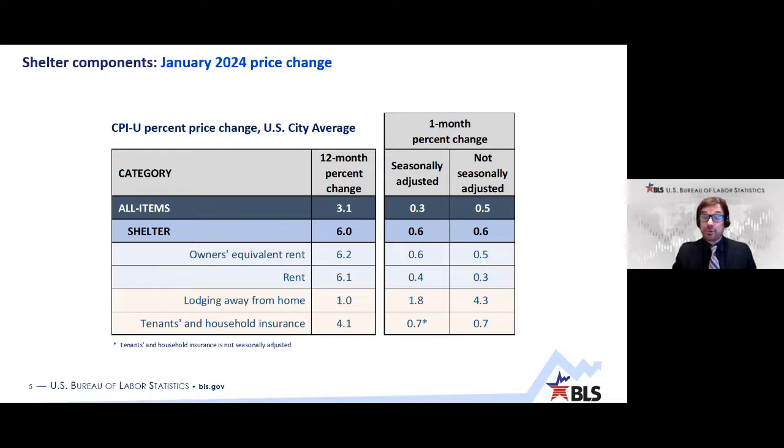If we look at the most recent published data for these categories, shelter overall and the rent and OER components show a 12-month change around 6%, about twice the all items inflation. Lodging away from home, though up sharply over the month, has a modest 12-month increase. And the low-weighted tenants and household insurance category is up over 4% year over year and was up fairly sharply over the month.